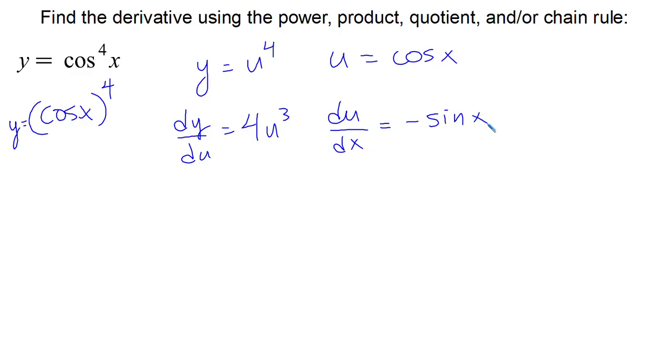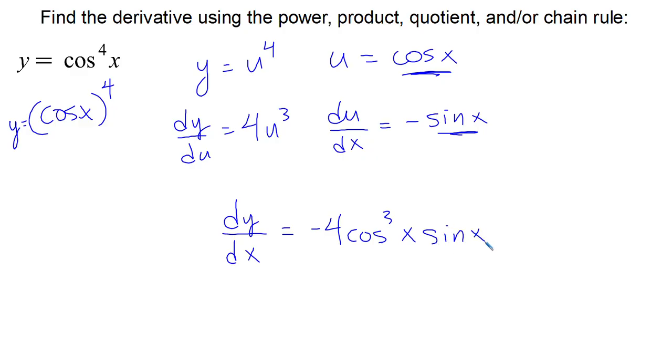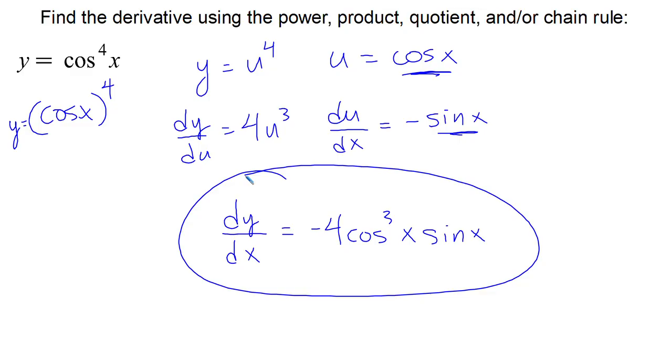When I multiply these two things together, we're going to have a negative 4. And remembering that the chain rule says dy dx is equal to dy du times du dx. So we'll have the negative 4. And then we'll have the u cubed. Well, u was cosine x, so instead of writing u cubed, we'll write cosine cubed x. And we still have our sine x. So our result here is going to be negative 4 cosine cubed x sine x using the chain rule. Right?